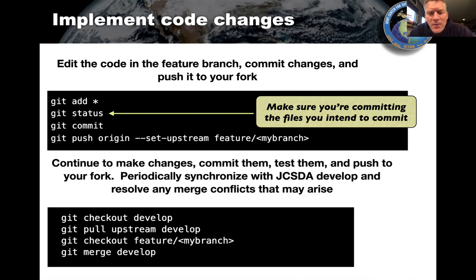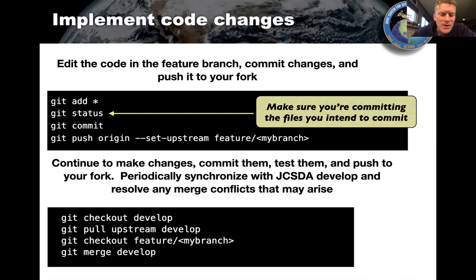And periodically while you're doing this, again, hopefully it will be over the course of days or a few weeks and not over the course of months, you should periodically make sure that your feature branch is up to date with the JCSDA branch of develop, because that will be changing on a day-to-day basis. So on a daily basis, once every day or once every few days, you should check out the develop branch. You should pull from the upstream, and then you should check out your feature branch and merge the develop into your feature branch and fix any conflicts that might arise.